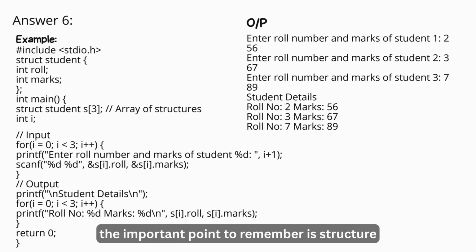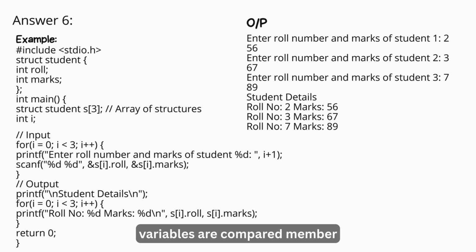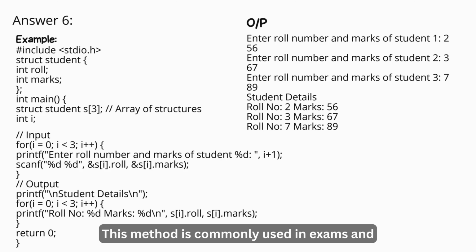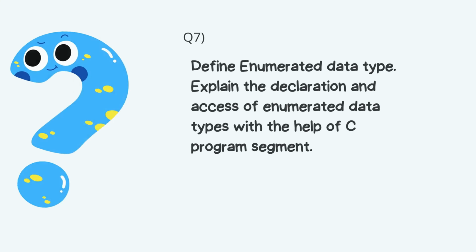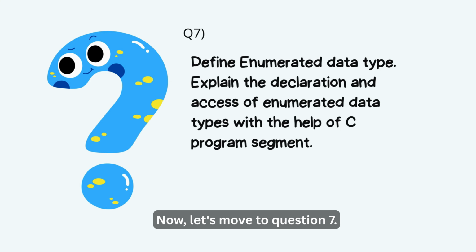So the important point to remember is structure variables are compared member by member, not directly. This method is commonly used in exams and real programs, and writing this explanation along with a simple example can easily help you score full marks. Now let's move to question 7.